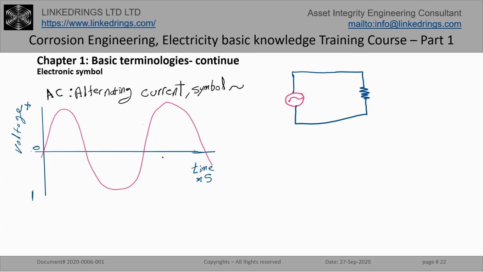Okay, how many times will it change? For example, for most housing, it is 50 hertz. 50 hertz means 50 times per second. In one second, we have 50 waves. From this point, going through all this line up to here, this is called one wave. So 50 hertz means we will have this repeated 50 times in 1 second.